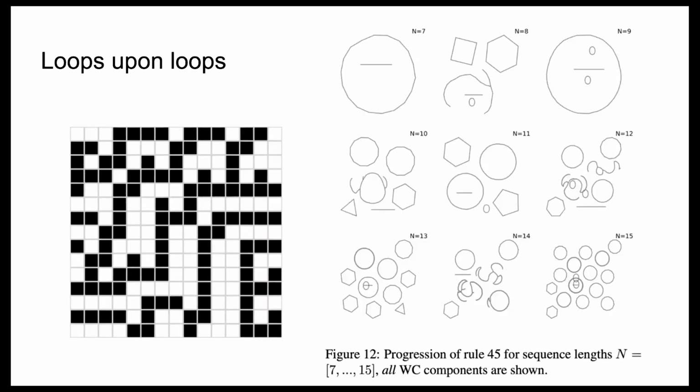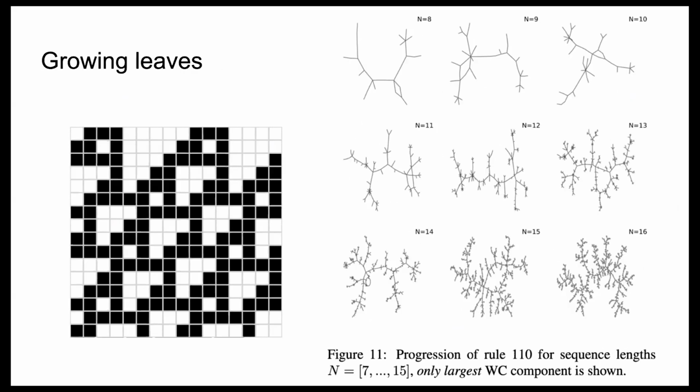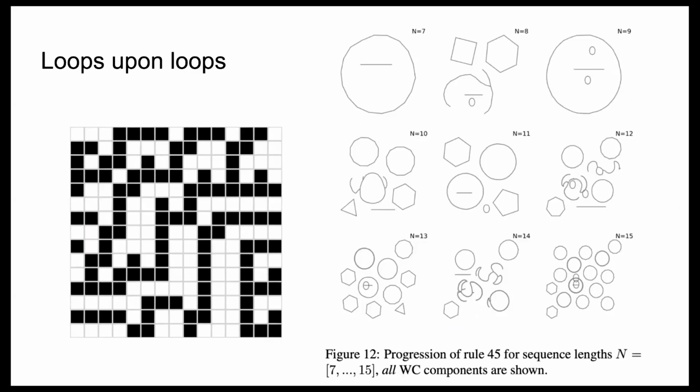Other rules have different behaviors. That one was very, very branchy, very tree-like. These other ones instead like to generate less interesting, maybe, in this representation, but still quite cool, little loops. This is rule 45, where we are seeing all the weakly connected components, not only the largest one. And you can see that it creates a lot of tight little loops. They look smooth, but just because there are a lot of nodes in them.